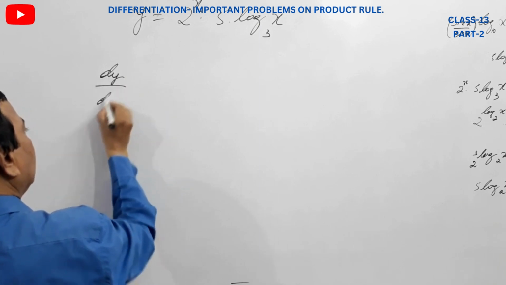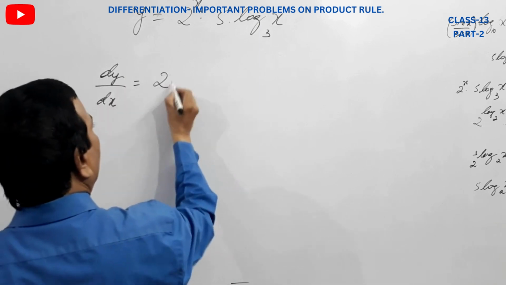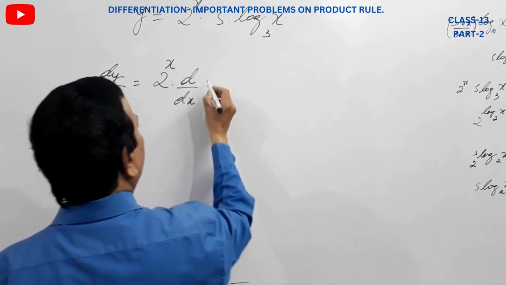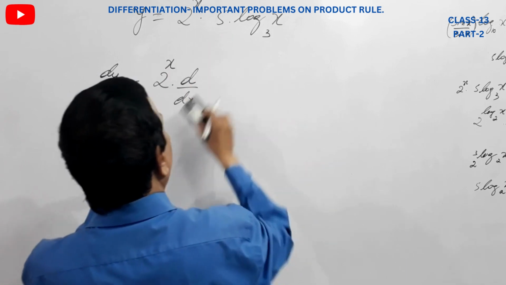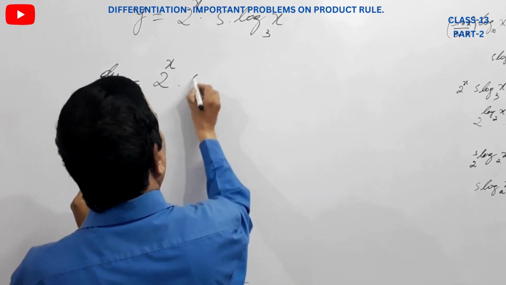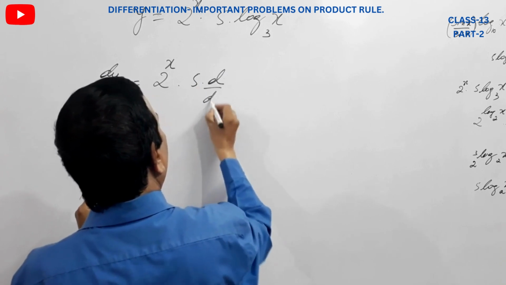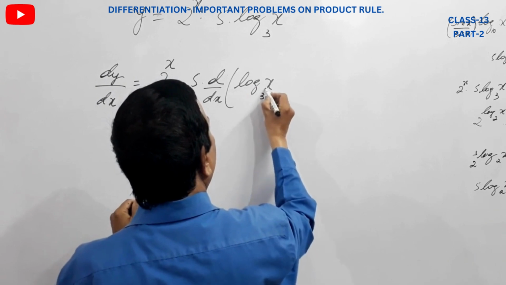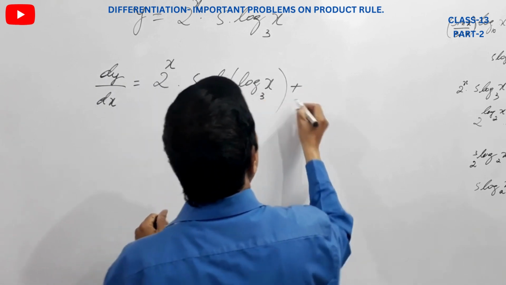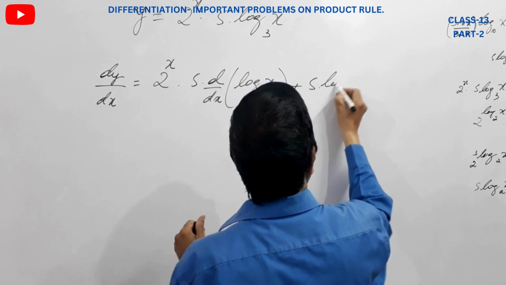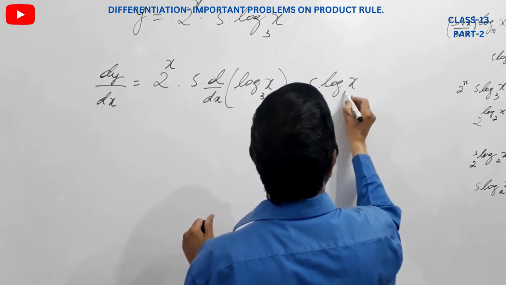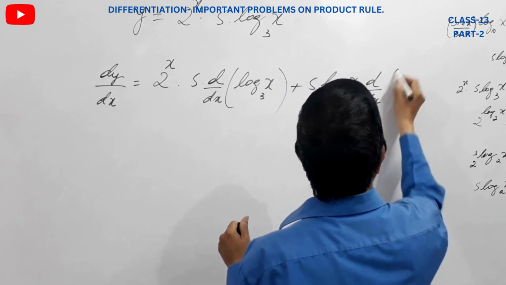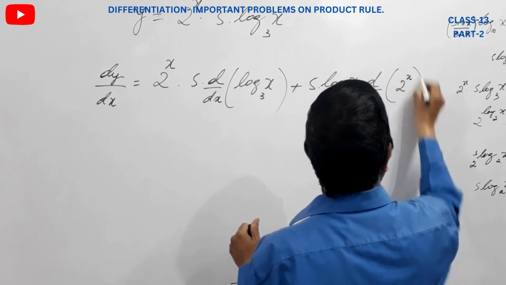dy by dx equals, I'll keep this 2 to the power of x as it is, d by dx of, I'll take this 5 outside, 5 into d by dx of log x to base 3, plus, I repeat this, 5 log x to base 3 into d by dx of 2 to the power of x.